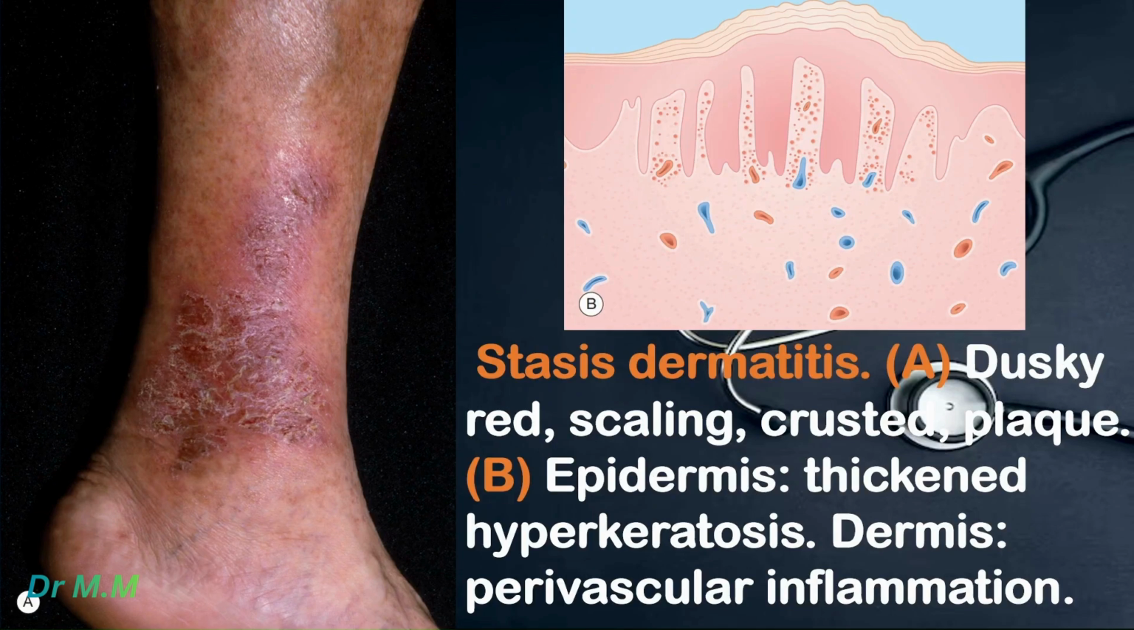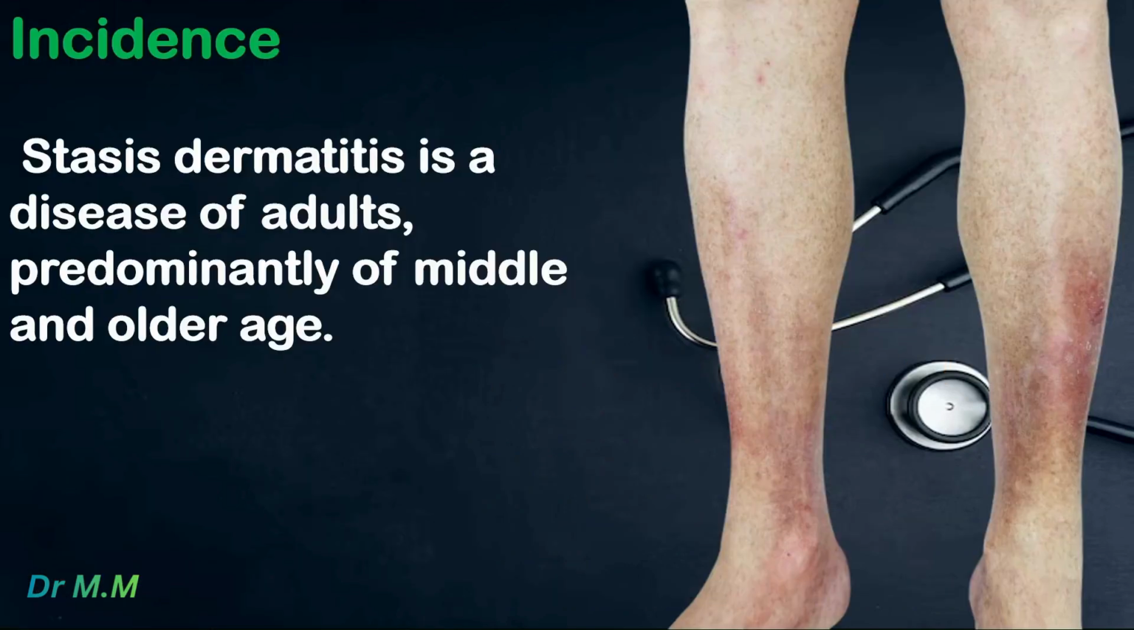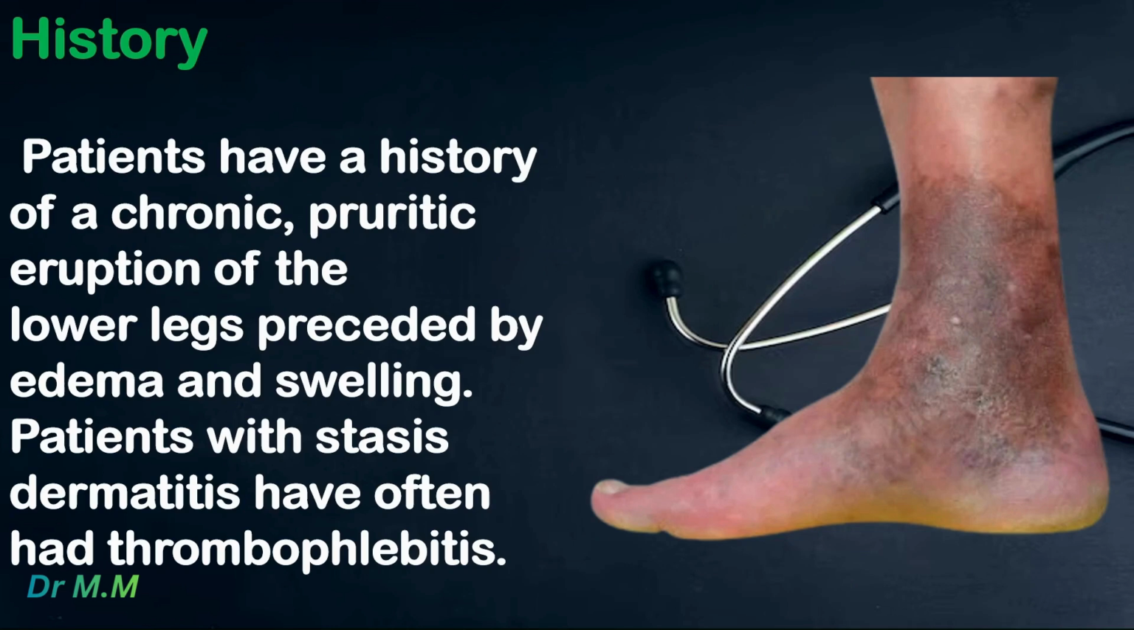Stasis dermatitis, dusky red scaling crusted plaque. Epidermis is thickened and hyperkeratotic, and in the dermis perivascular inflammation can be seen. Incidence: Stasis dermatitis is a disease of adults, predominantly of middle and older age. History: Patients have a history of a chronic pruritic eruption of the lower legs preceded by edema and swelling.